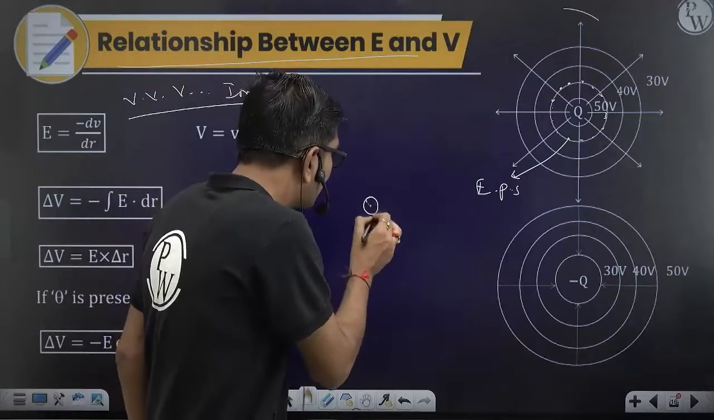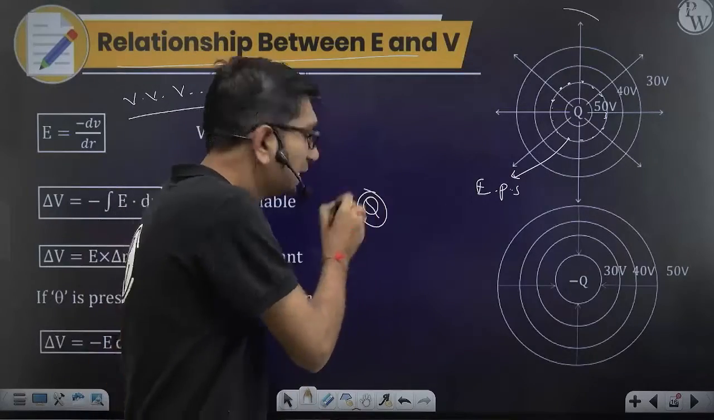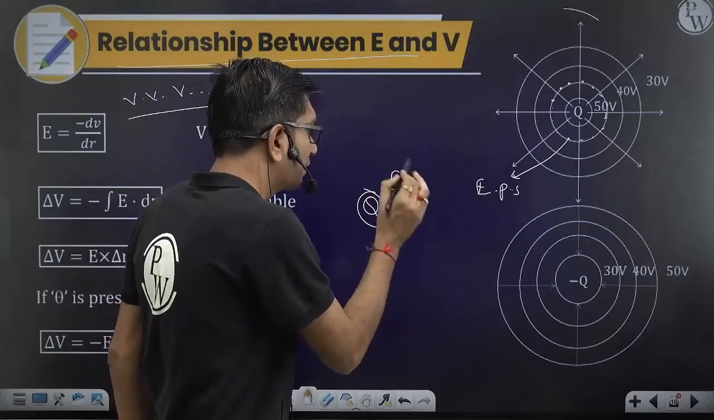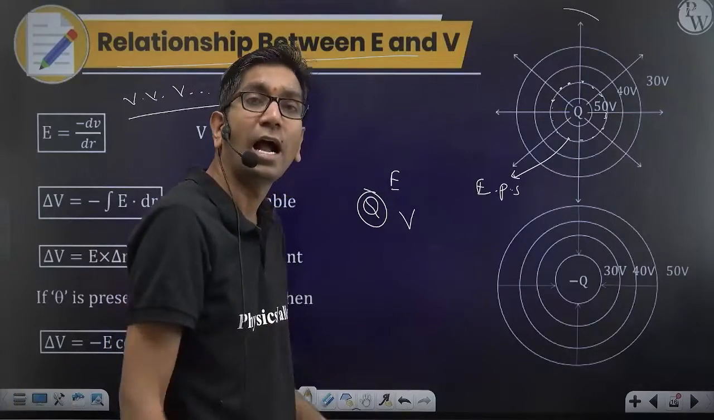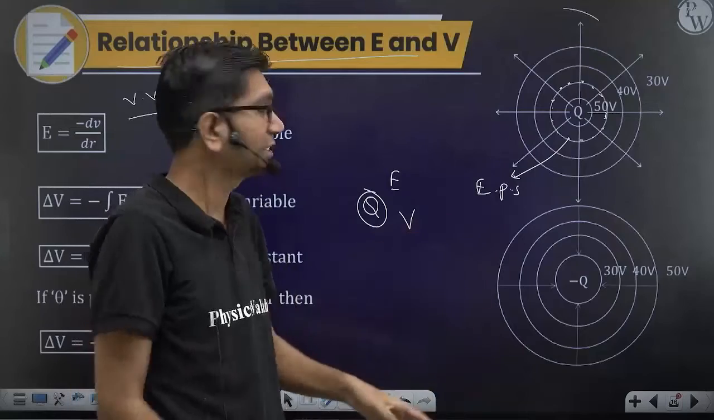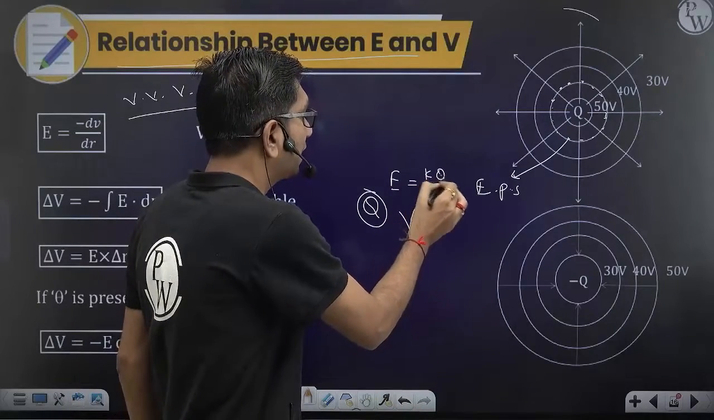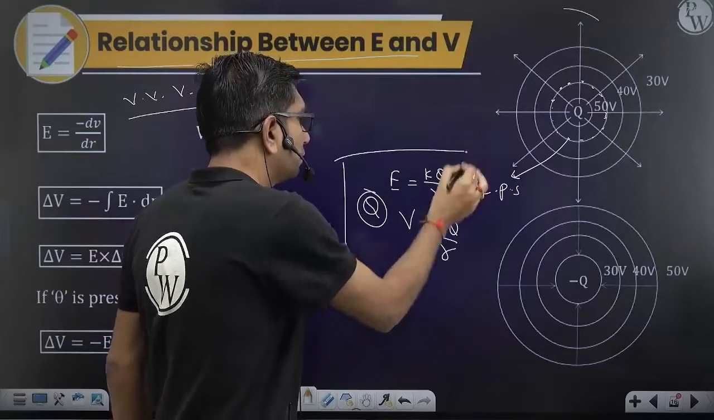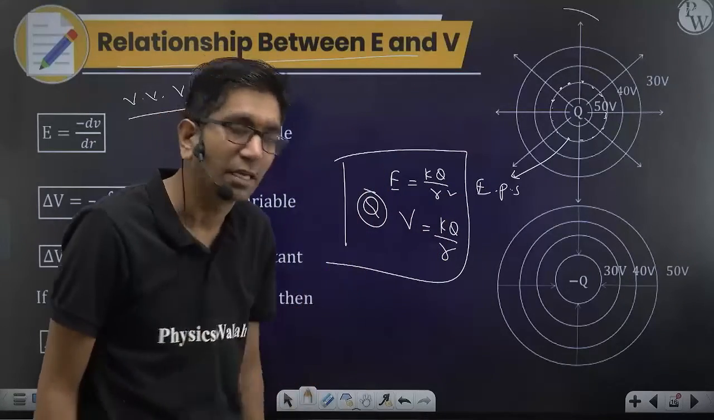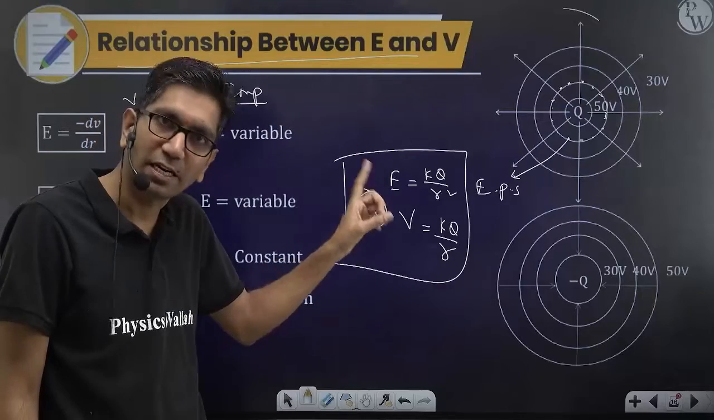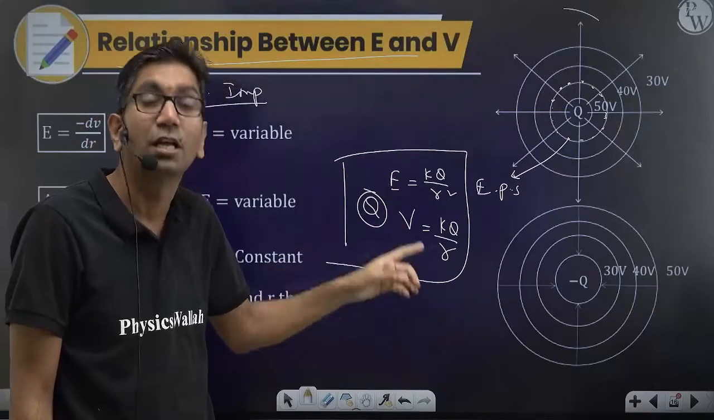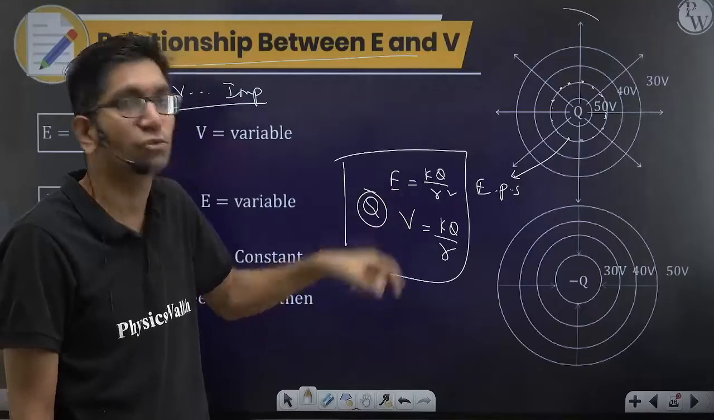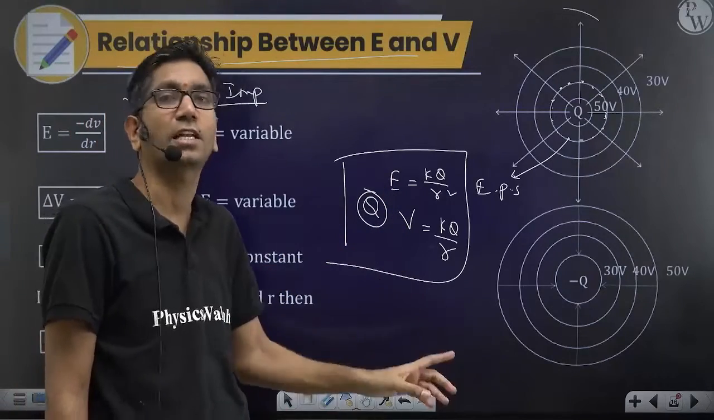For a single charge, what do you have, sir? We have electric field intensity and electric potential. The electric field intensity is kq by r square and the electric potential is kq by r. Correct? Am I right? Yes. So for a single charge you have electric field intensity and the electric potential. Now we are finding the relationship between these two, electric field intensity and electric potential, beta.